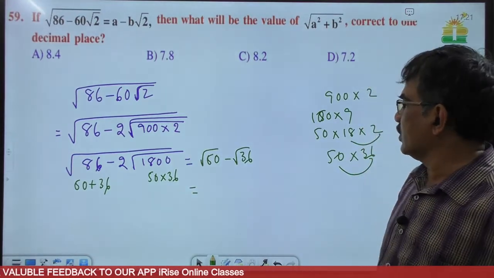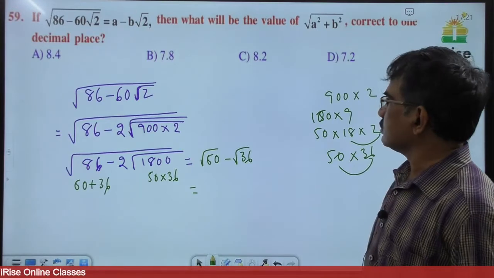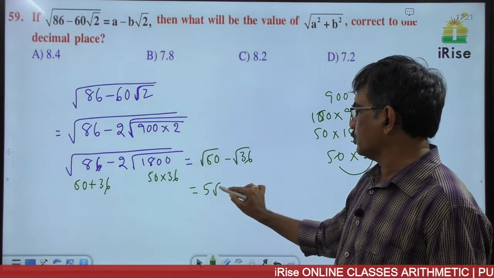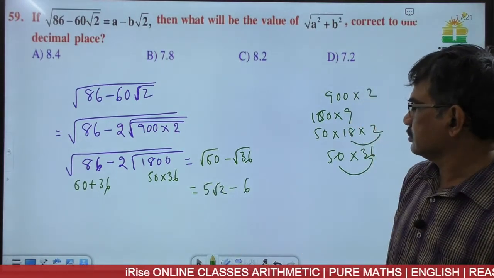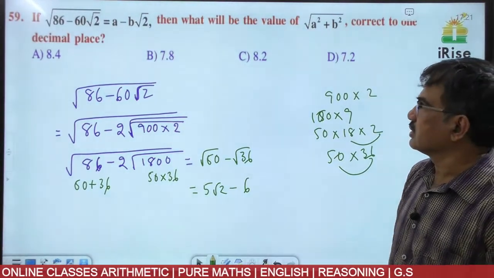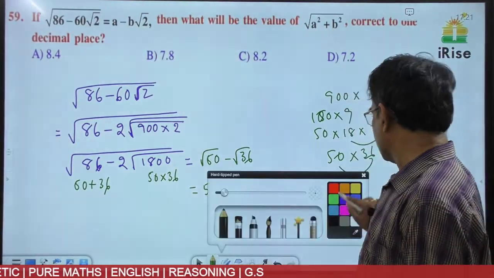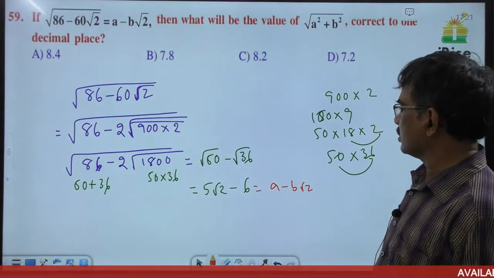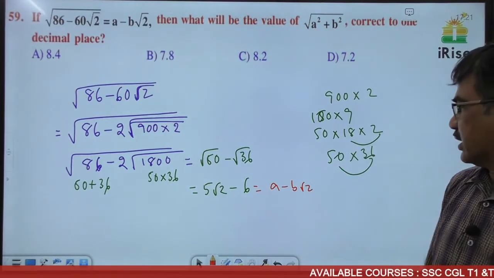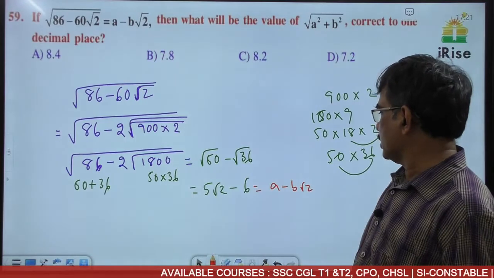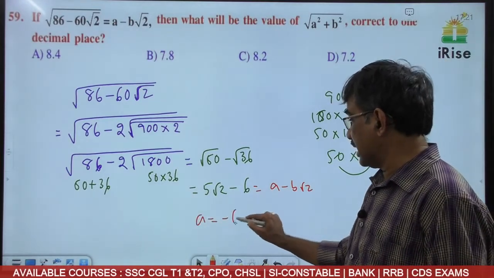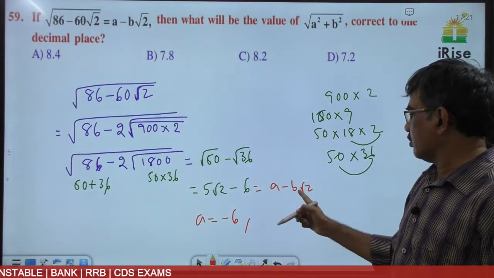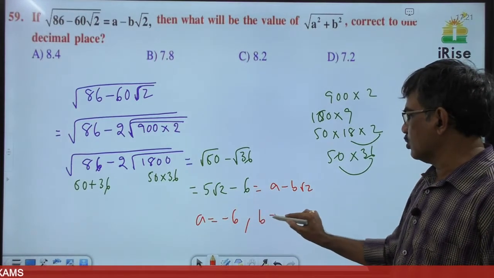Root 50, what is root 50? It is 5 root 2. So 5 root 2 minus 6. This is compared with a minus b root 2. Care should be taken. What is a? a is equal to minus 6. Rational part with rational part, irrational part with irrational part. Minus b root 2 is 5 root 2, so b is equal to minus 5.